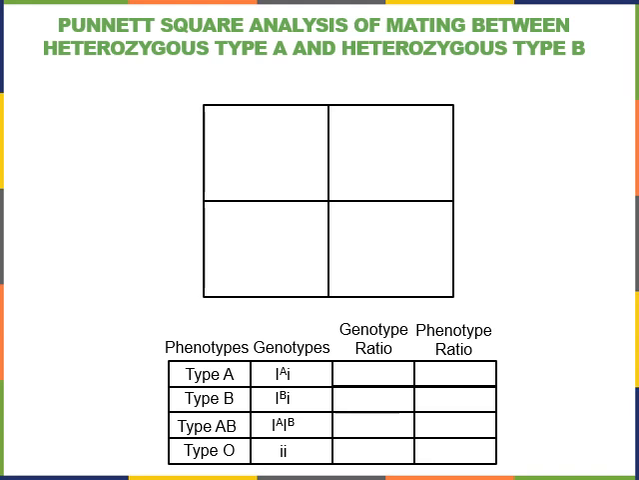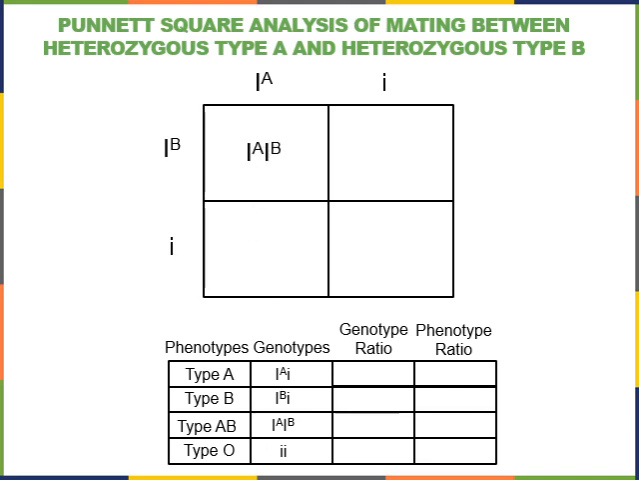Now let's use a Punnett square analysis to predict the genotype and phenotype ratios for mating between heterozygous type A and heterozygous type B individuals. Someone who's heterozygous type A would have one dominant A allele and one recessive O allele. Someone who's heterozygous and has type B blood would have one dominant type B allele and one recessive type O allele.